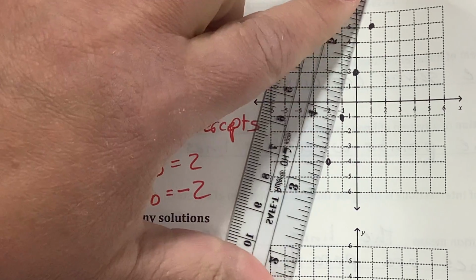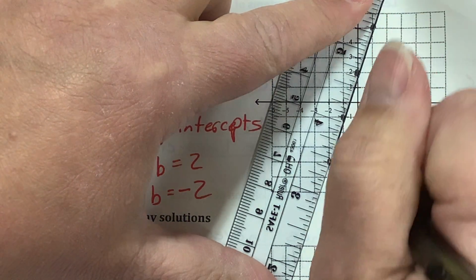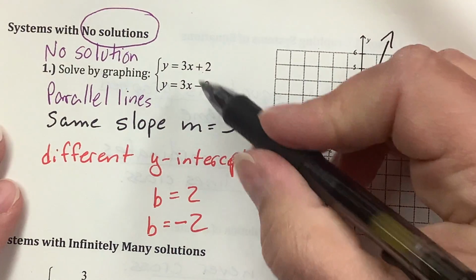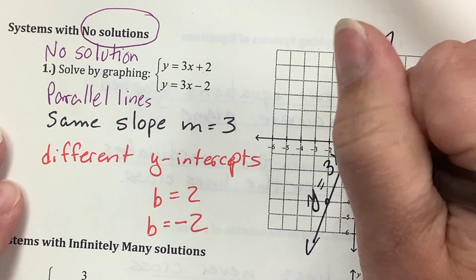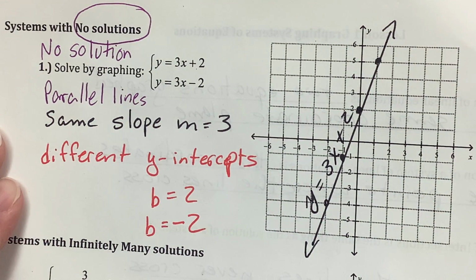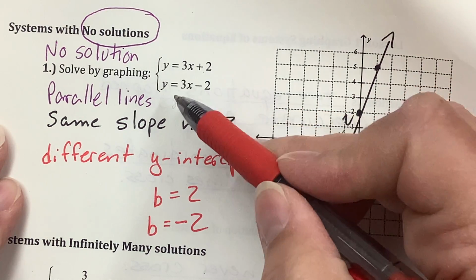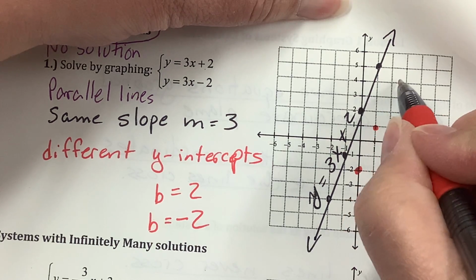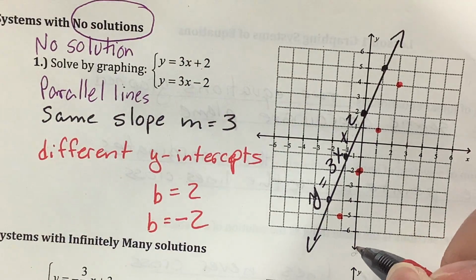Here we go. I'm going to connect those dots. There they go. And now I'm going to write the equation of this line, y equals 3x plus 2, on the line. Now to graph this line, I'm going to change to red, and I'm going to start at negative 2. But remember, I have the same slope, so I'm going to rise 3, run 1. Rise 3, run 1. Or I could drop 3, go left 1.